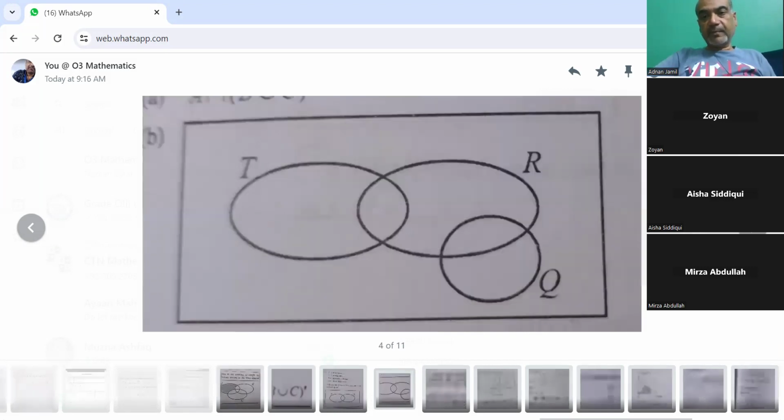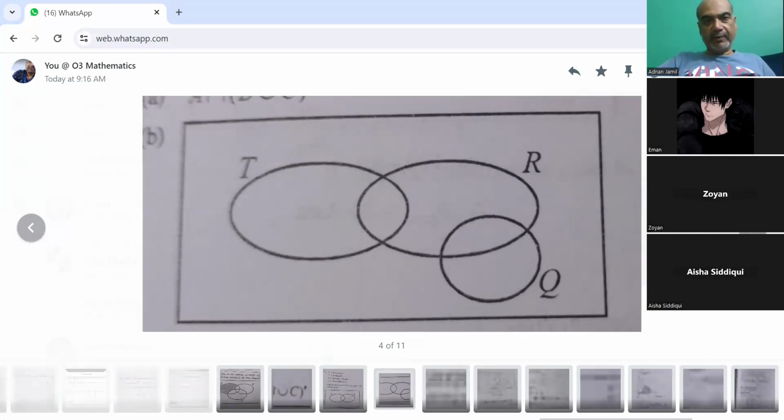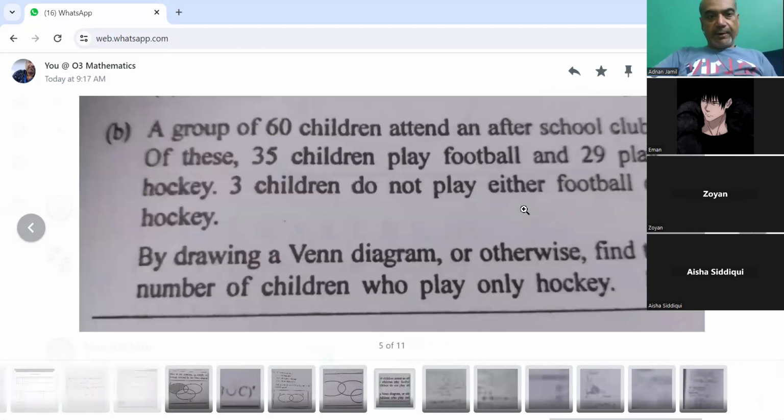Here you go. So we have added Q in this diagram, you can see. So this will be the completion of this diagram where T is for triangles, R is for regular polygons, Q is for quadrilaterals. Okay. Very common question again.